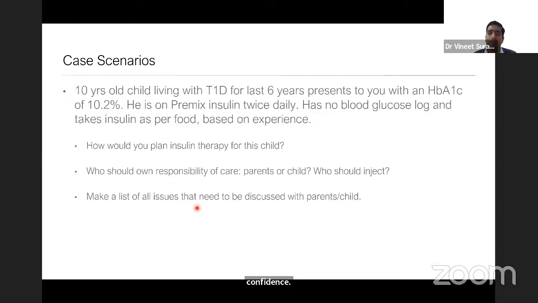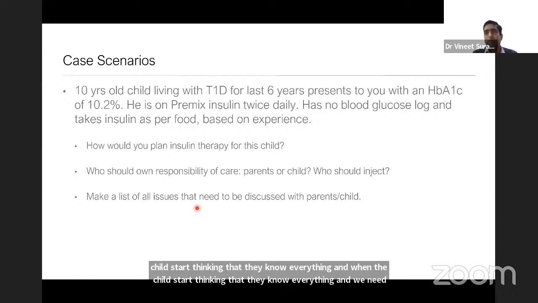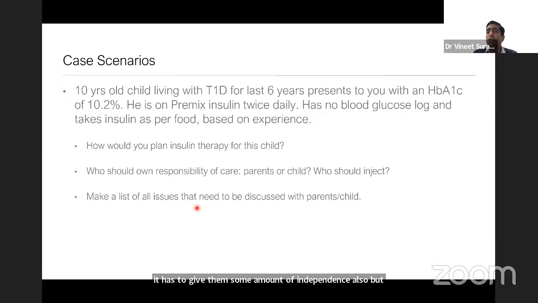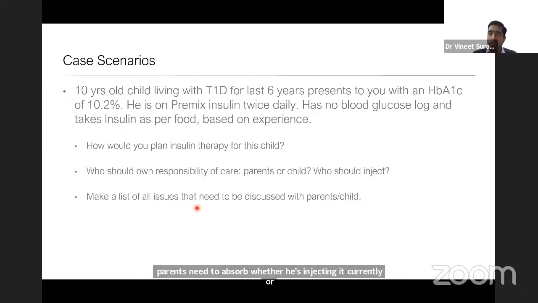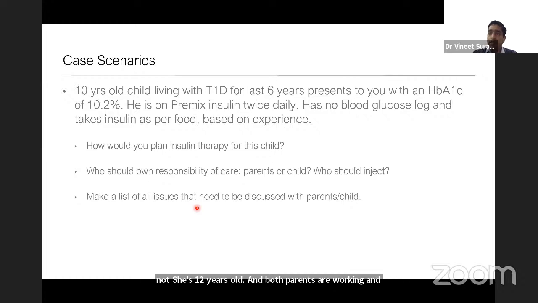This remains very, very important, because puberty is the time when the child starts thinking that they know everything, and we need to give them some amount of independence also. So by 10 or 11 years of age the child starts injecting, but parents need to observe whether he's injecting correctly or not. Sometimes they don't inject and tell the parents. Yesterday I just got an admission of a child. She's 12 years old, both parents are working, and there is no one else to take care of the child. The child used to tell the parents that yes, she's taking the insulin, but when she got admitted, she told us that she used to skip the insulin doses, and that's how she ended up in DKA.